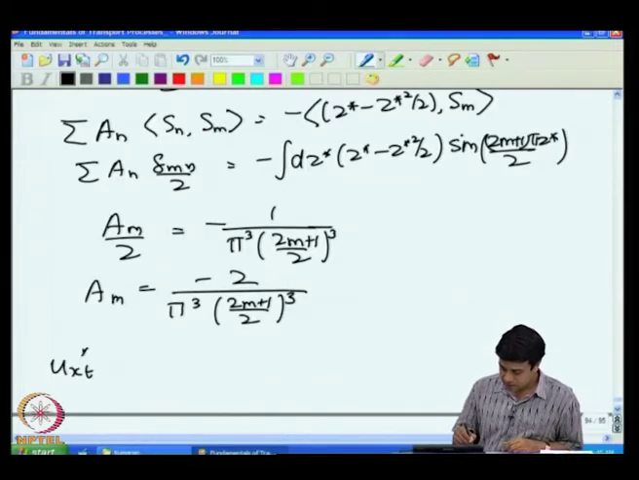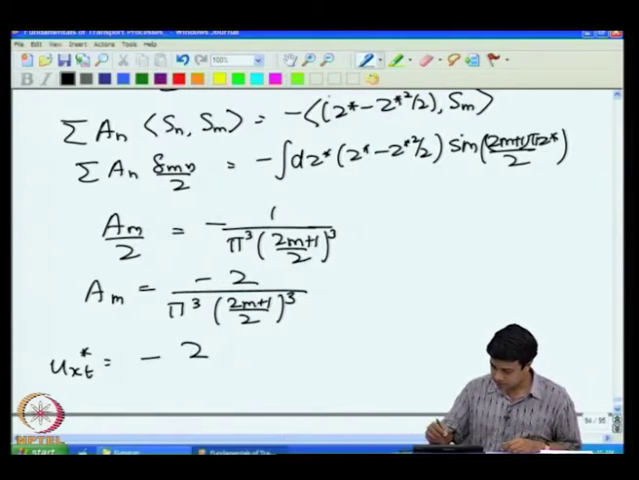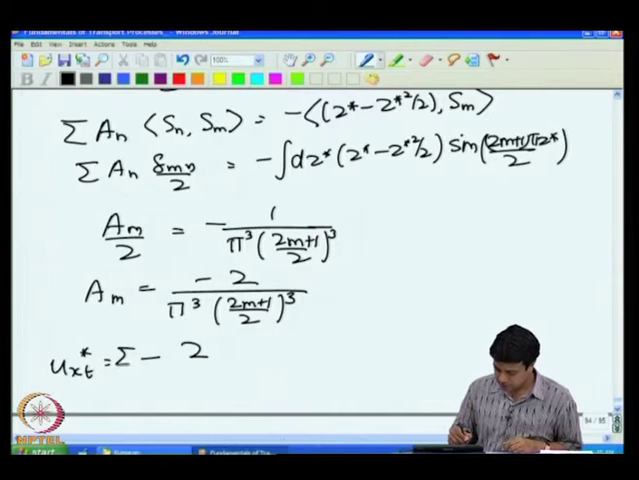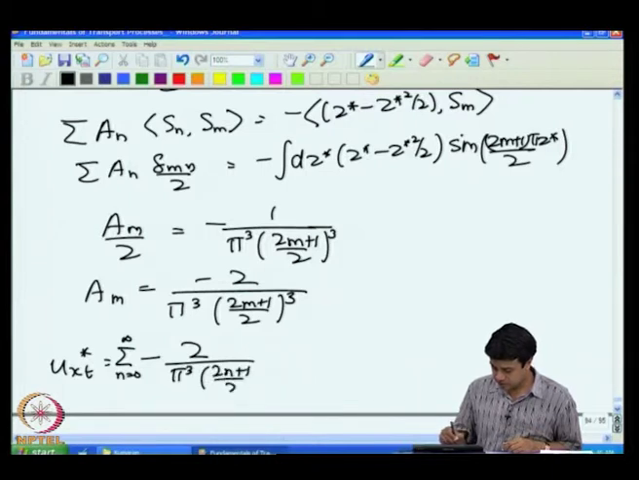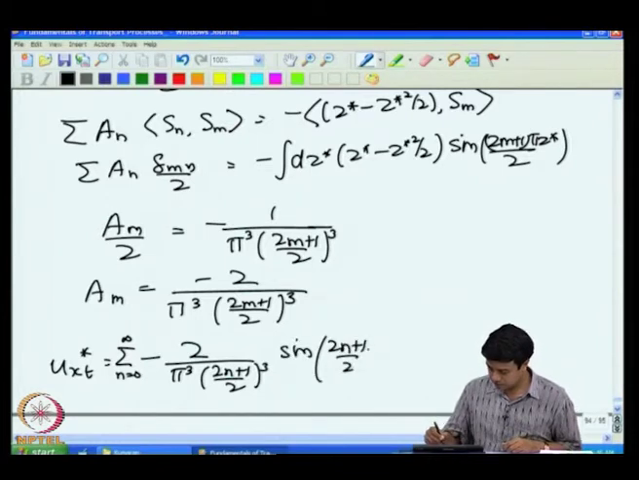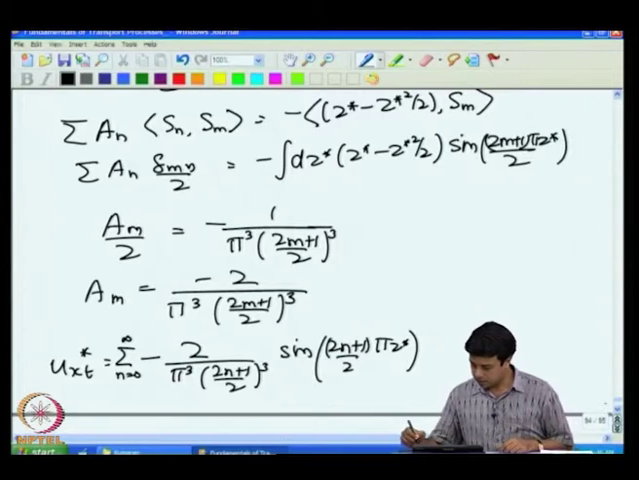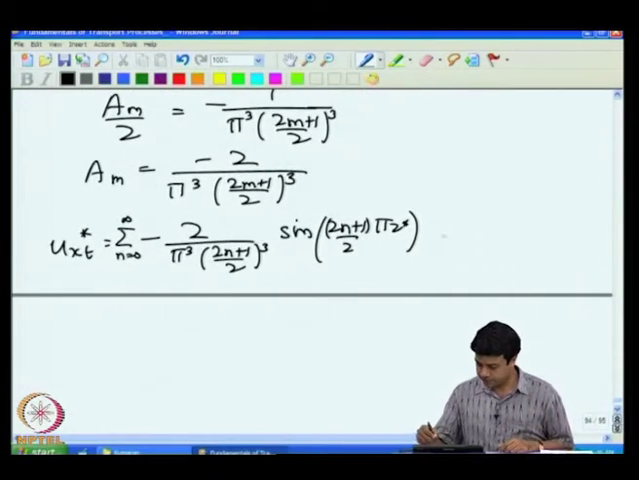u_x transient is equal to minus the summation n equal to 0 to infinity of minus 2 by pi cubed, sine, into the exponential part.